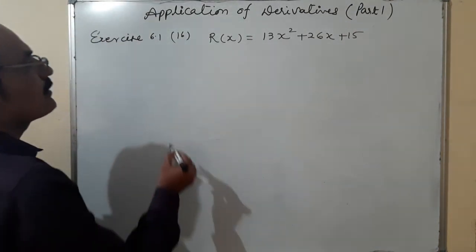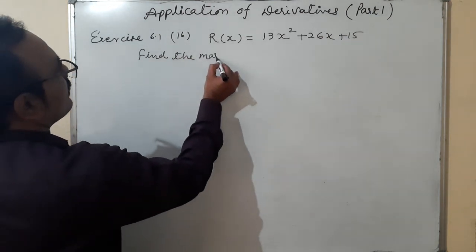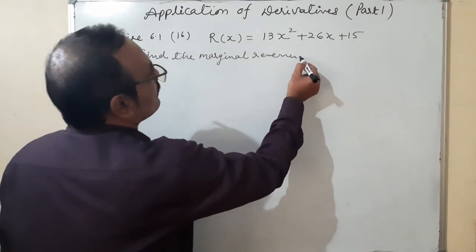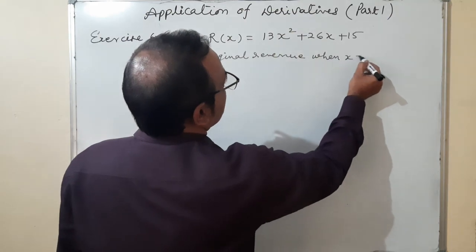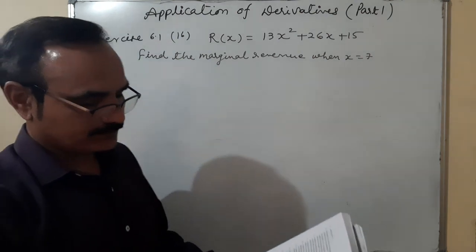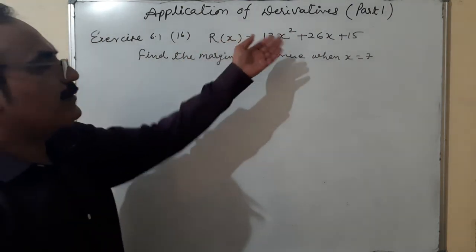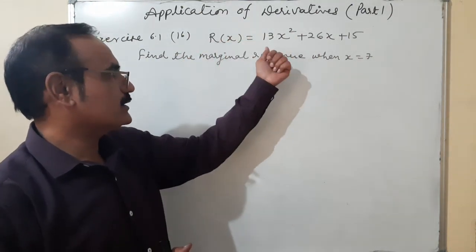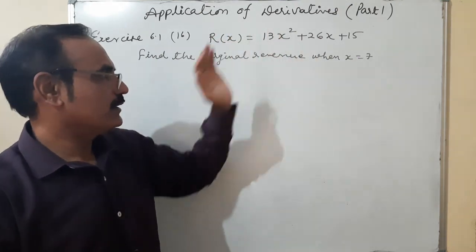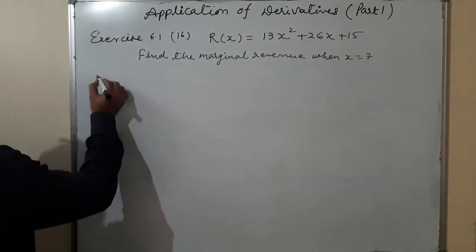Find the marginal revenue when x is equal to 7. Marginal revenue, how to find the marginal revenue? This is the revenue equation. That means whatever value of x we put here, we get the revenue in terms of that. We are going to find the marginal revenue, that means we are actually finding the rate of change of revenue.